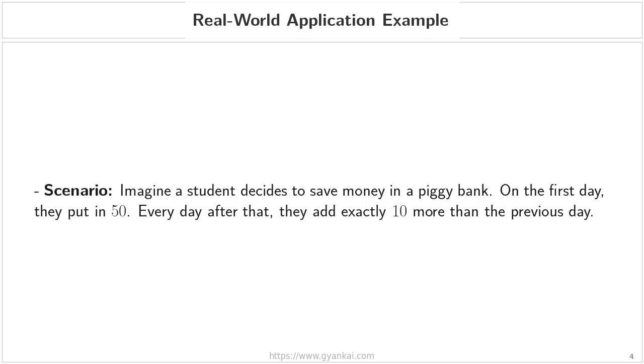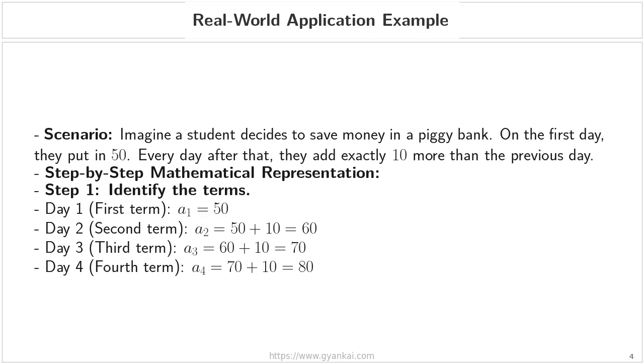Real-world application example. Now that we have understood the theoretical notation and the formula for the common difference, let's see how this actually works in a real-life situation. Imagine a student decides to start saving money in a piggy bank. On the very first day, they deposit $50. From the second day onwards, they make a point to add exactly $10 more than whatever they added the previous day. Let's break this down into a step-by-step mathematical representation so we can see the pattern clearly.